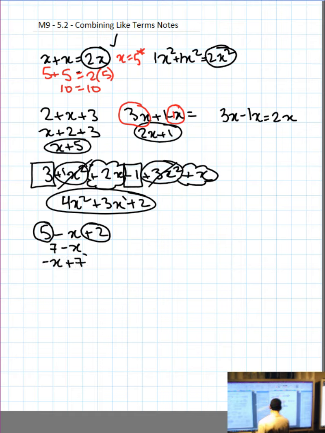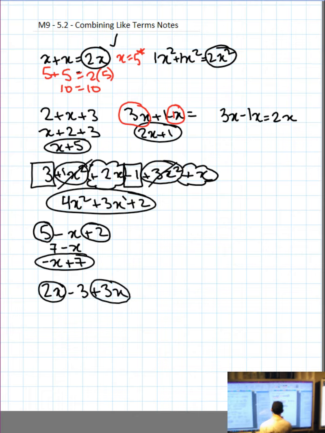Rearrange it. Notice the negative is part of the x, so it stays with the x. So 2x minus 3 plus 3x. Let's circle the like terms. We have 2x and positive 3x. Don't forget to circle the sign. 2x plus 3x is 5x minus 3.